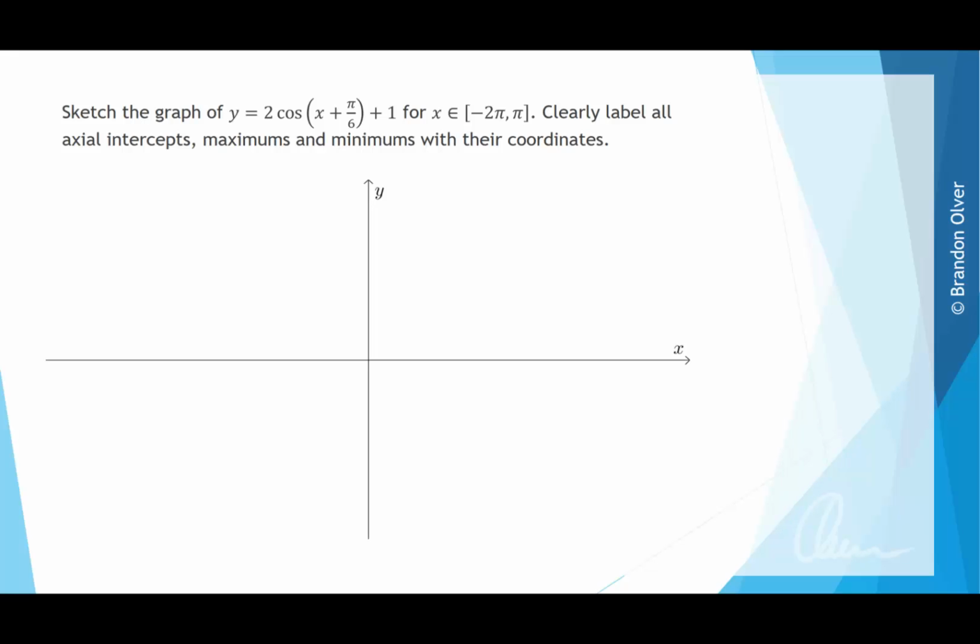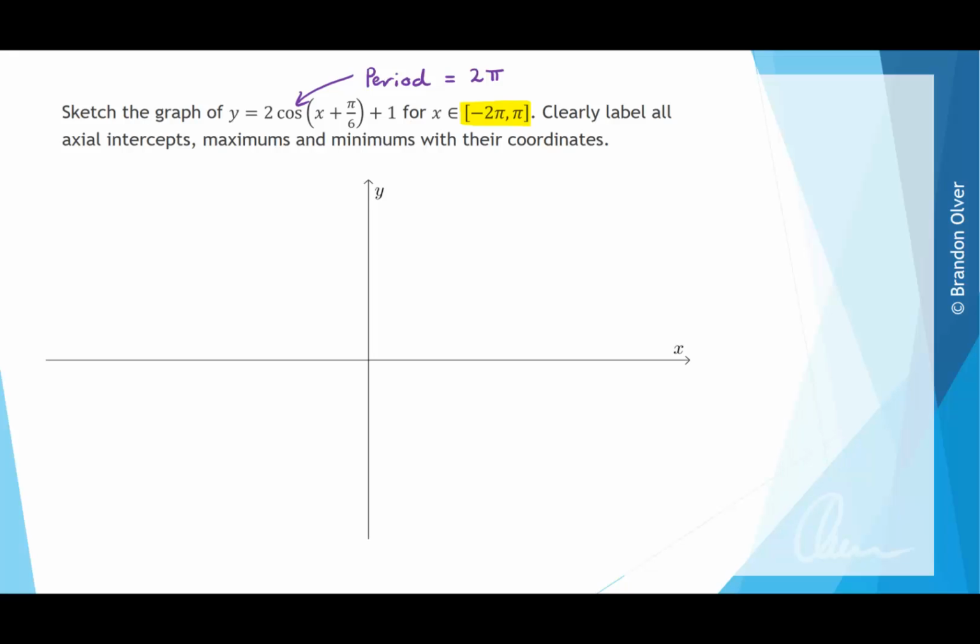So for this graph, we're going to sketch it from negative 2 pi to pi, and that's going to contain a period and a half of this function. And we know that because the period of this cosine graph is equal to 2 pi divided by n, where n is the coefficient of x, and as the coefficient of x is 1, it's just 2 pi. So because the domain is 3 pi in length, 2 pi goes into that 1.5 times, so we're going to have 1.5 cycles of this graph.